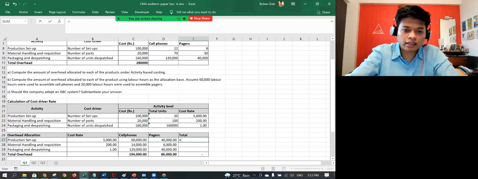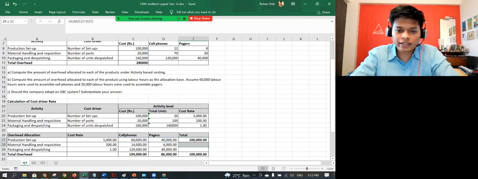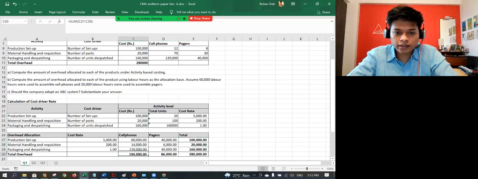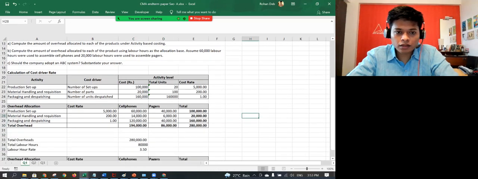Again, just for a check, I'm using the sum function to total these two. That way you can figure out whether the total cost has been carried over. So you can see 280, 280. So it's perfect. This is how you would calculate it under ABC costing.